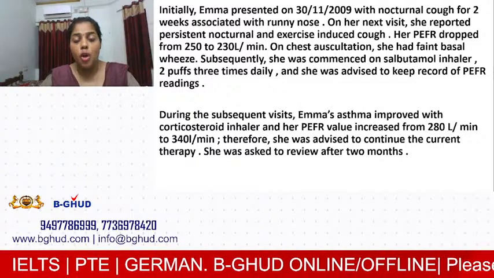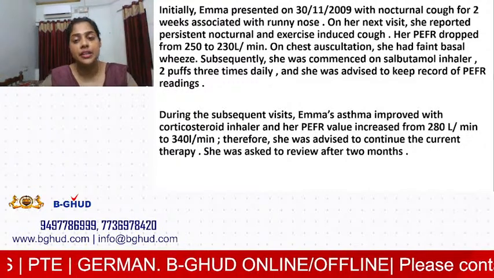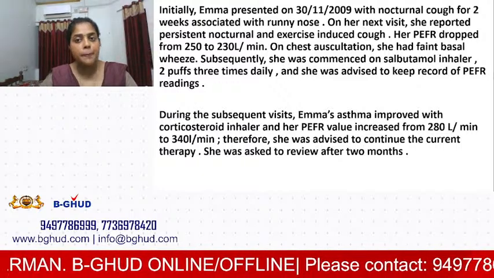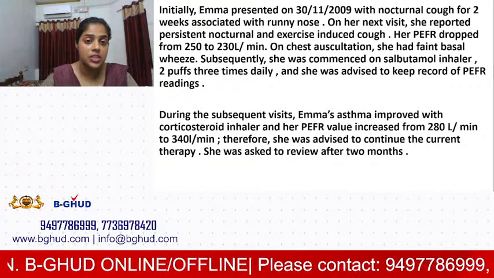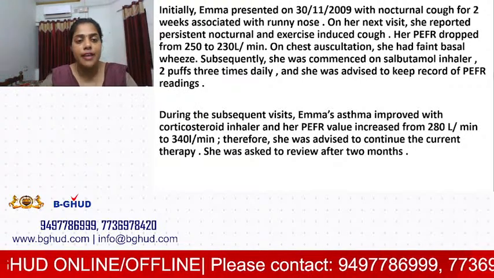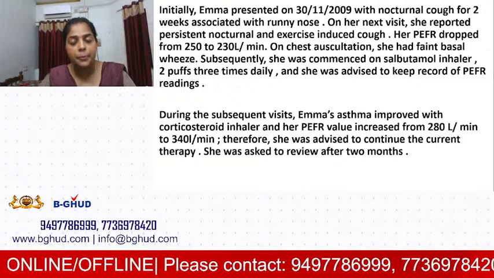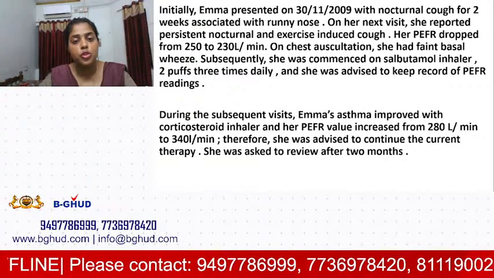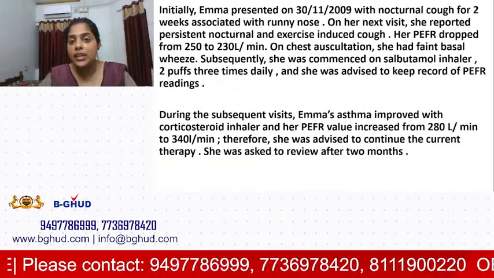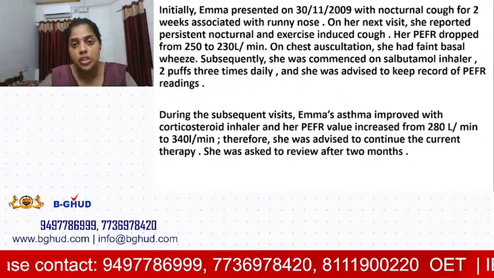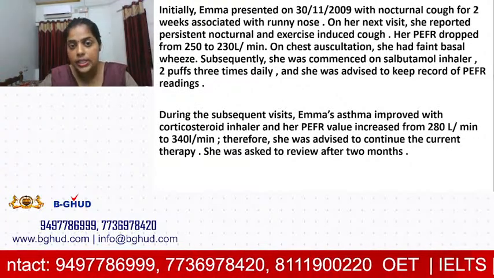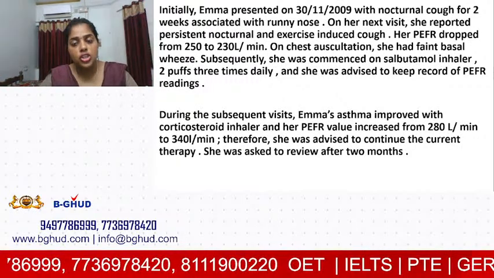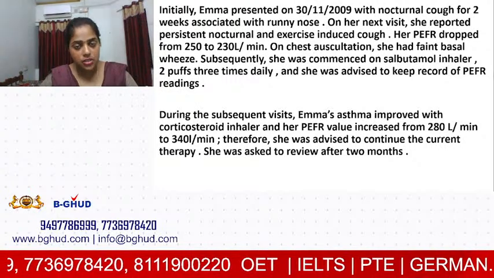Her PEFR dropped from 250 to 230 liter per minute. So what did I do? Instead of writing the PEFR value of the initial visit and then again writing the PEFR value of the next visit, I clubbed them up. I merged them up. By merging, I said her PEFR dropped from 250 to 230 liter per minute, giving the reader a very clear picture that 250 was the initial PEFR reading, which has dropped to 230 liter per minute in her next visit. On chest auscultation, comma, she had faint basal wheezes, full stop.